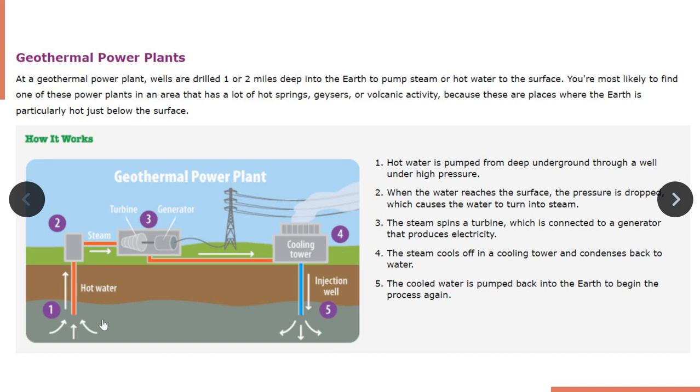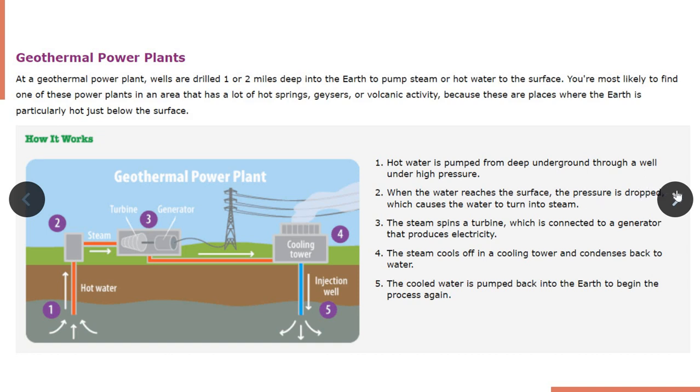Now, let us see how it works. Hot water is pumped from deep underground through a well under high pressure. When the water reaches the surface, the pressure is dropped, which causes the water to turn into steam. The steam spins a turbine which is connected to a generator that produces electricity. The steam cools off in the cooling tower and condenses back to water. The cooled water is pumped back into the earth to begin the process again.